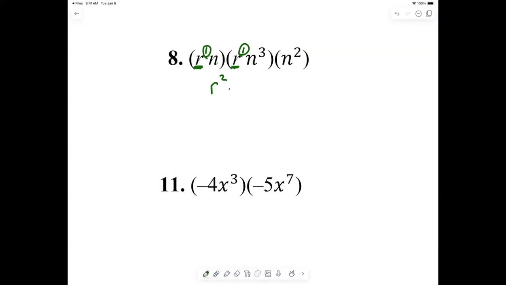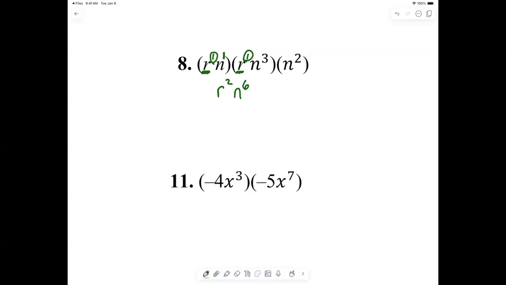N to the what? Yes. Don't forget, if you don't see a number, it's a 1. If you don't see a number, it's a 1. That's why at the beginning, I like to put a 1 wherever there's a variable and it doesn't have an exponent, so you don't forget. All right.